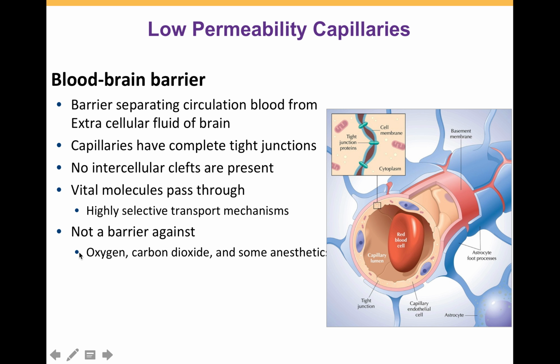Now, you will learn about this in more detail when we discuss the blood-brain barrier in the nervous system, but this is just to give you a hint. What you see here, at the center, is your capillary network. You see your red blood cell passing through it. And what you see are these blue extensions that are wrapped around the capillary bed, okay? These cells are referred to as astrocytes.